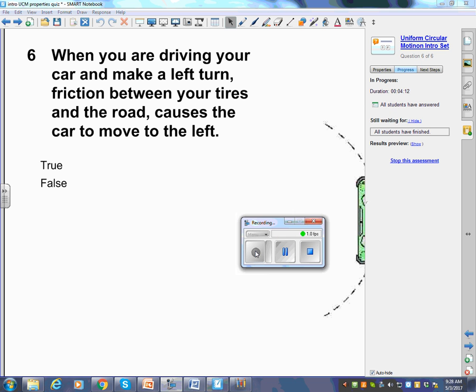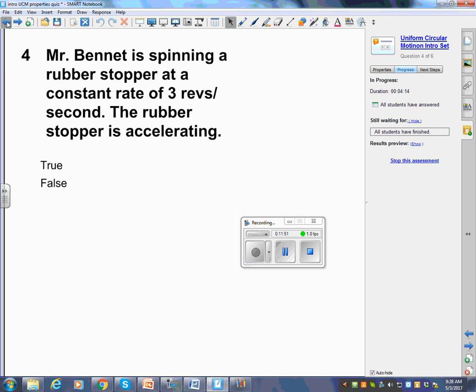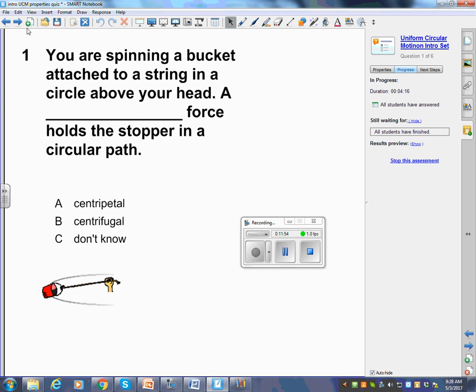Alrighty, let's see what we got for answers here. So number one, I got to go get my rubber stopper because it's a good visual. If I can find it. Why didn't I look for it while I was sitting there waiting for you guys? There we go. I have to be careful because if I get hit in the head with the rubber stopper, we'll be all in trouble.